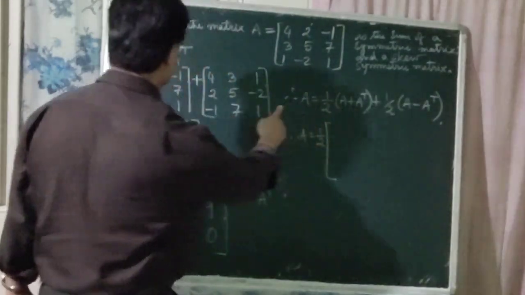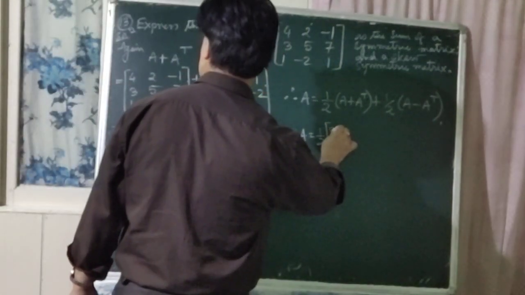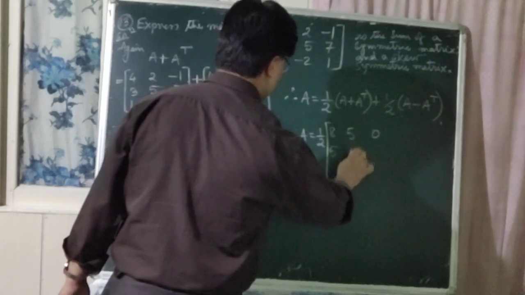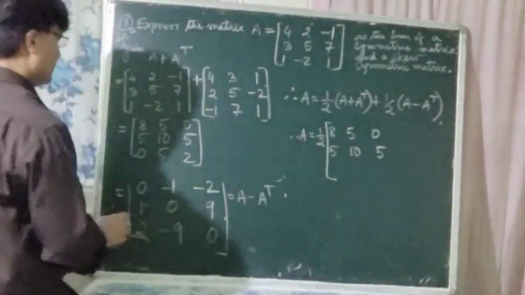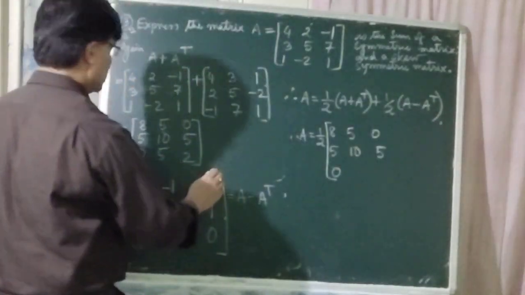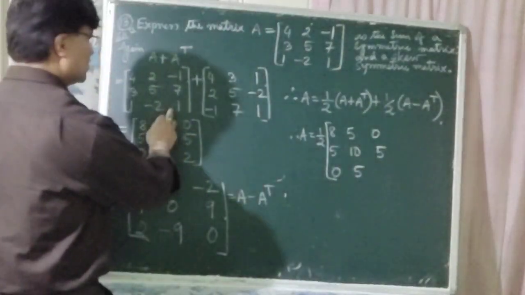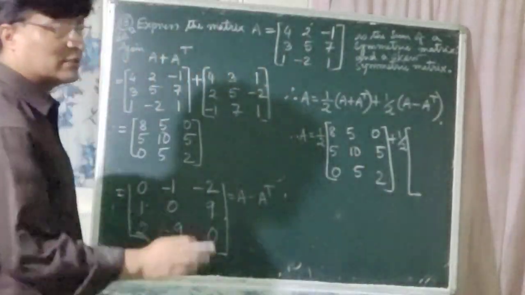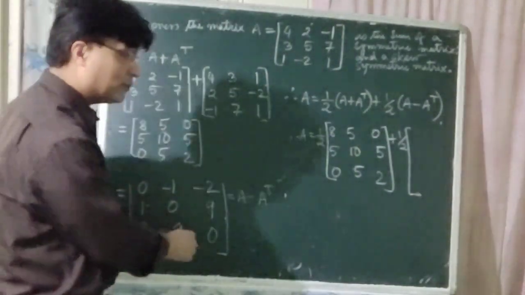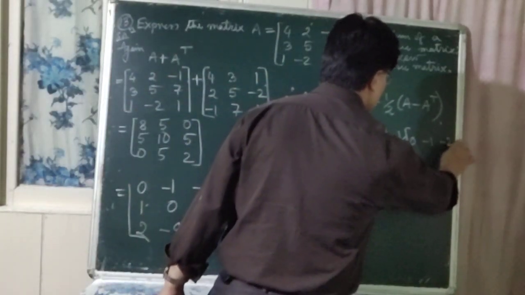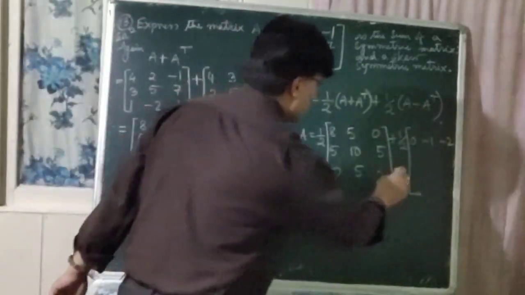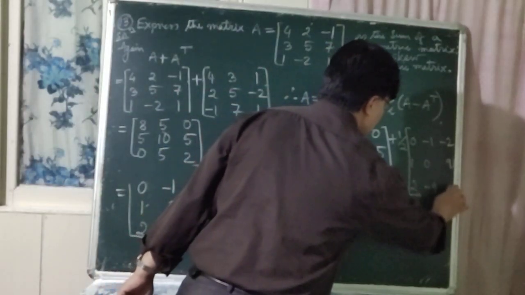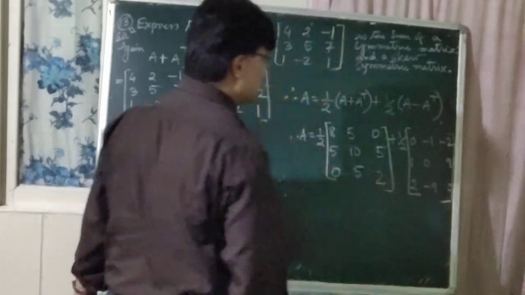So half you can write here. What is A plus A transpose? It was 8, 5, 0, right? Next 5, 10, 5. This is also 5, right? 0, 0, then comes 5, then comes 2. Plus half. What was A minus A transpose? It is this one. Right? 0, minus 1, minus 2; 0, minus 1, minus 2. Next, 1, 0, 9, right? And this is 2, minus 9, 0. So I think you have understood it.